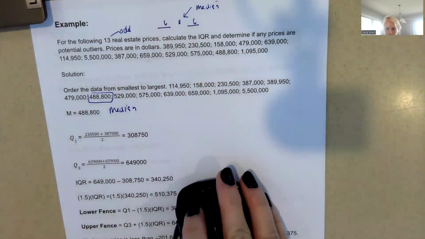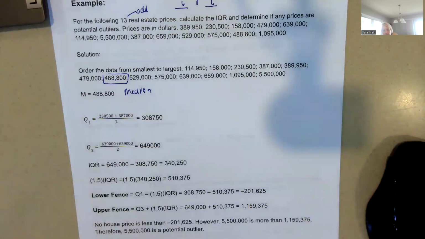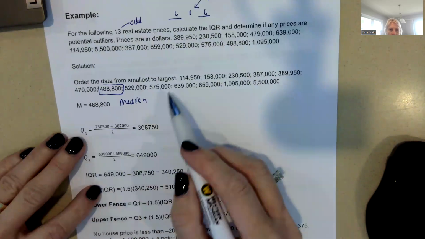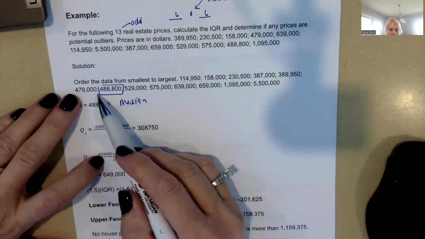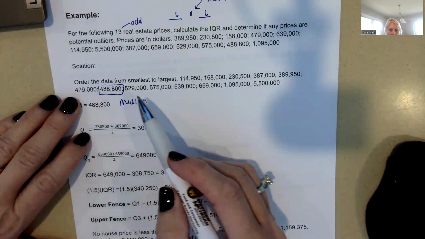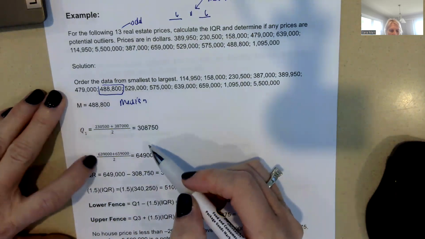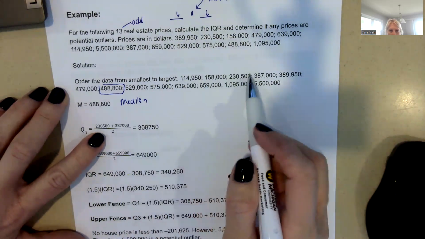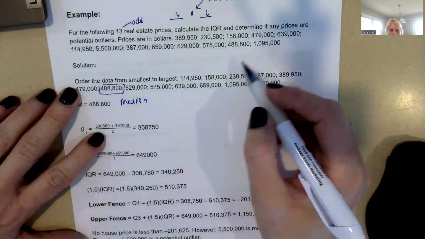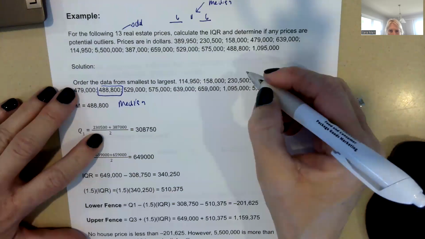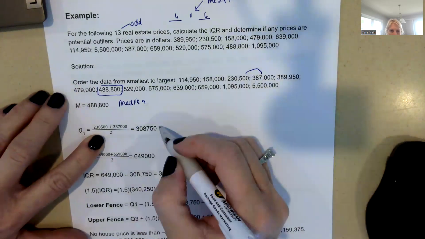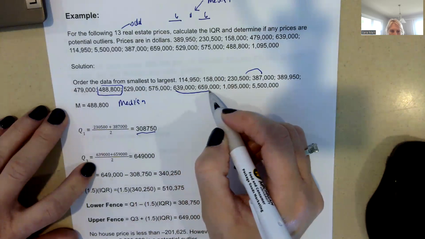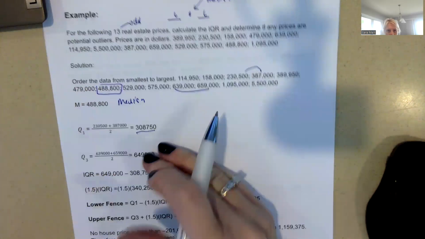Then to calculate our Q1, we take the average of the middle values of the data below the median. Counting 1, 2, 3, 4, 5, 6, we take the average of the two middle values below the median, these two right here, and we get this. Then Q3 is the average of the two middle ones above the median, right here. Desmos is going to calculate this for us.